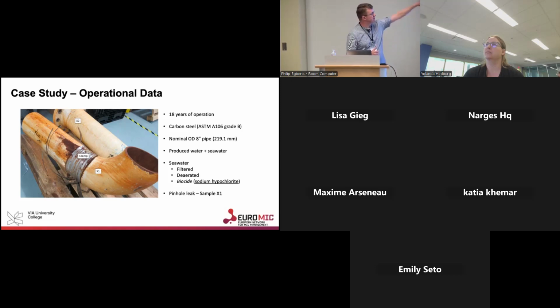This particular carbon steel grade that you see there has been in operation for 18 years. You see the diameter. It has been produced water and seawater mixed over those years.